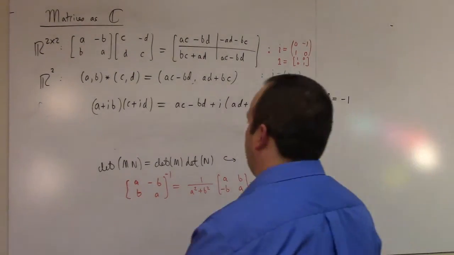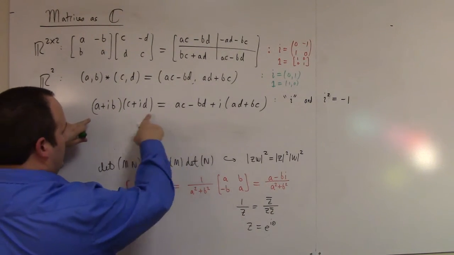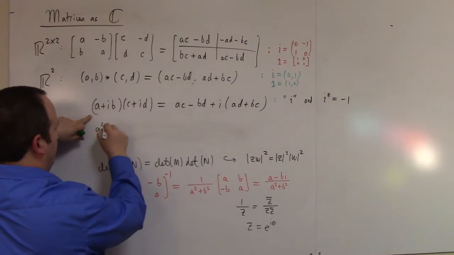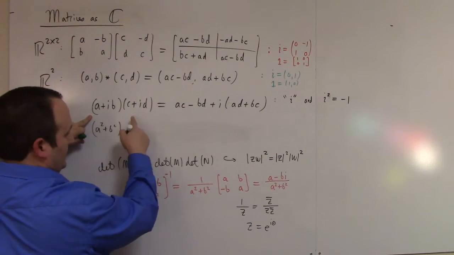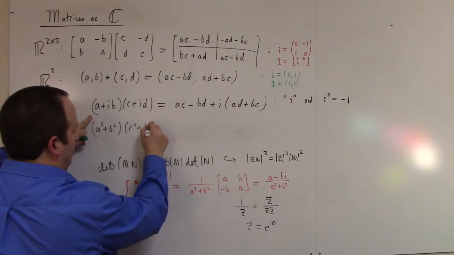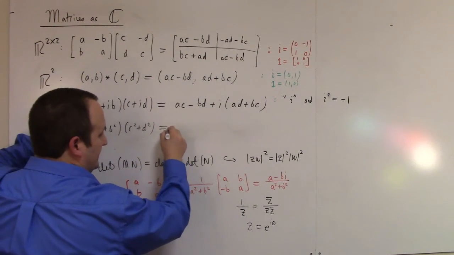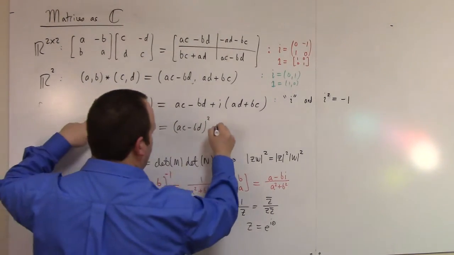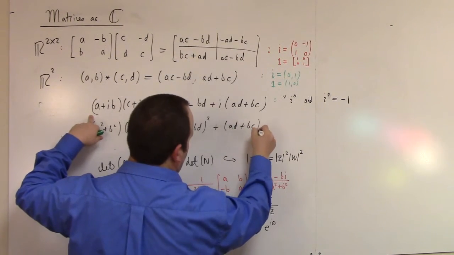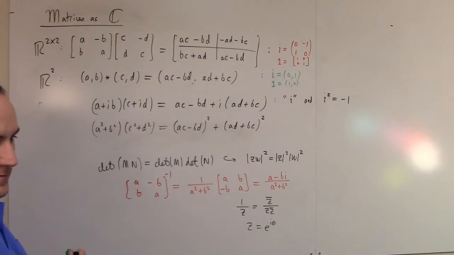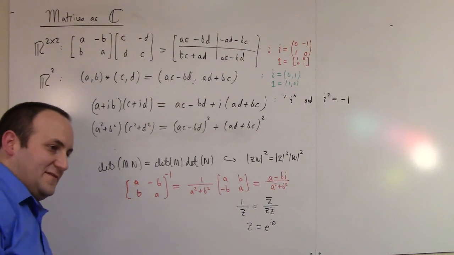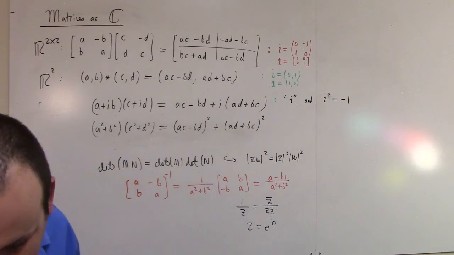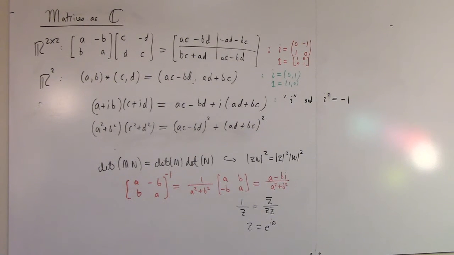All right. So the length squared of this is a squared plus b squared. Length squared of this is c squared plus d squared. The length squared of that, that's not altogether an obvious identity, right? That is what's known as the two-square identity.